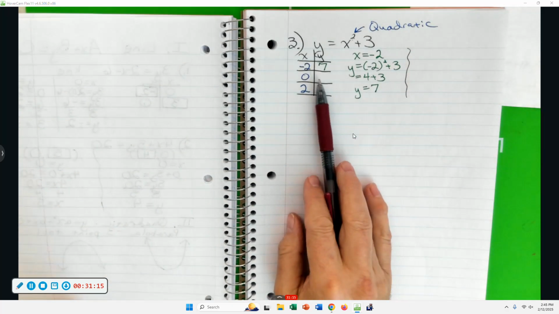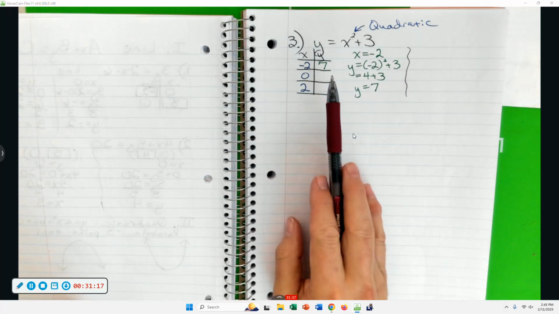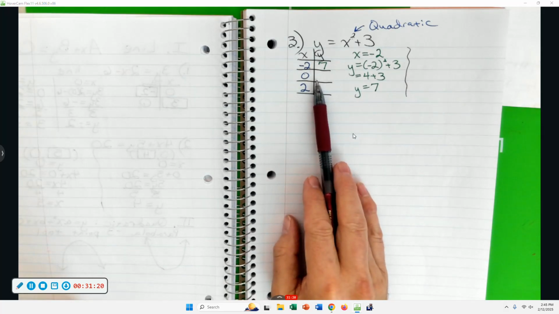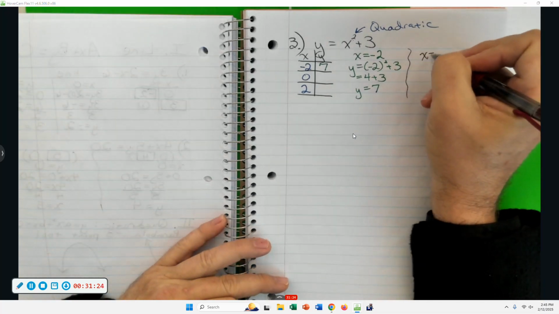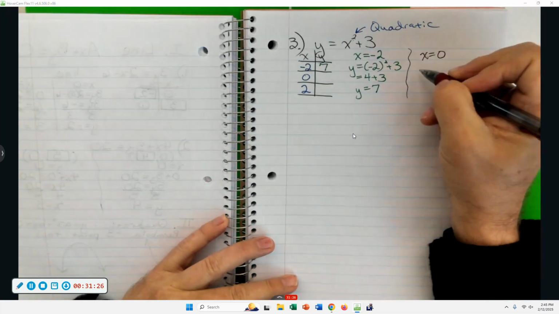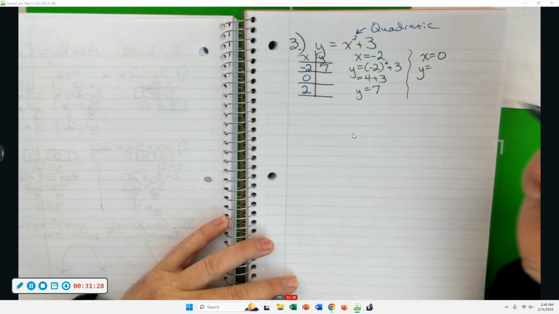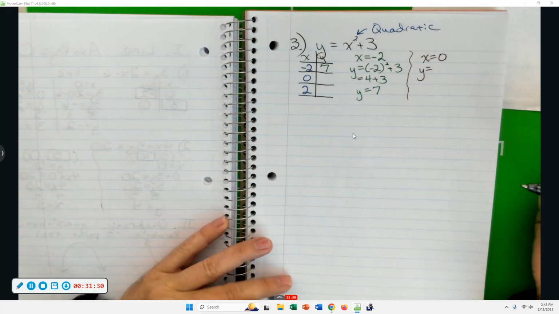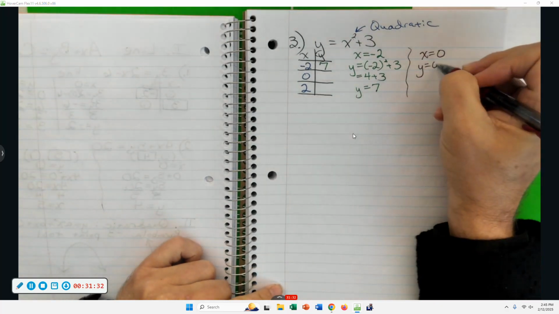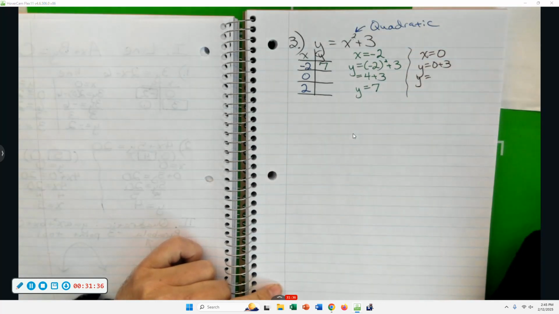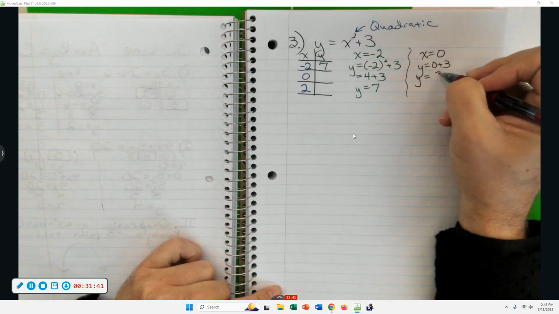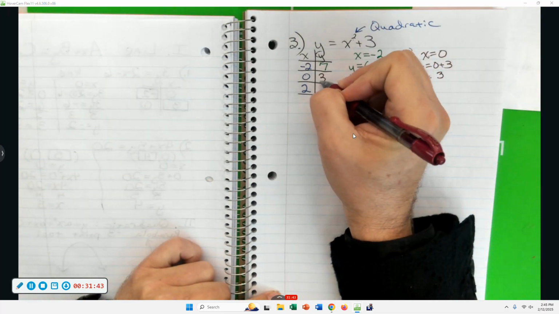The second row on the table, what is that telling me to do? Plug in 0 for x. So we have y equals 0 squared is 0 plus 3. What are we getting for y? Just a 3. So there's my second ordered pair.